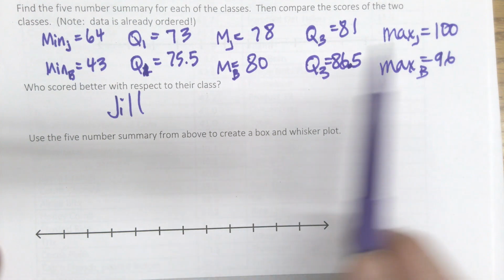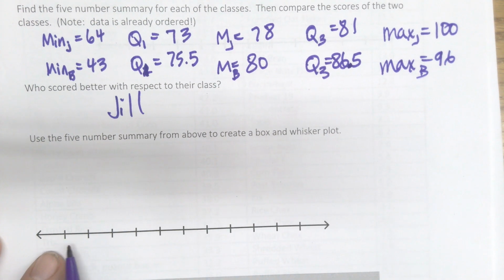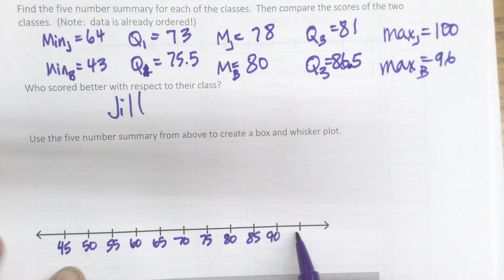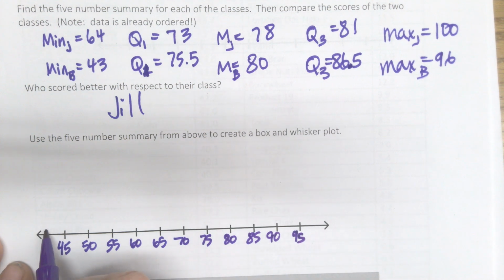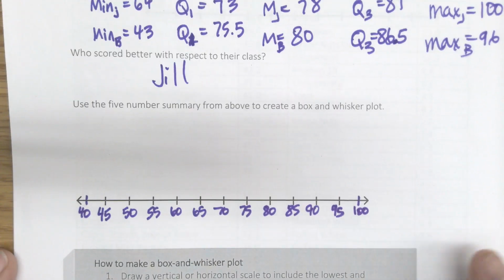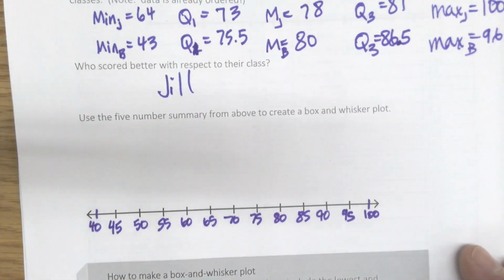I know my max is 100 and my min is 43, so 40, 45, 50, 55, 60, 65, 70, 75, 80, 85, 90. That's not going to work. But I think I'll do 45 here, 50, 55, 60, 65, 70, 75, 80, 85, 90, 95, and then I'm going to add an extra line to go 40 on the bottom and an extra line to go 100 up on the top. There, then I have it numbered by 5 and it all fits pretty well.